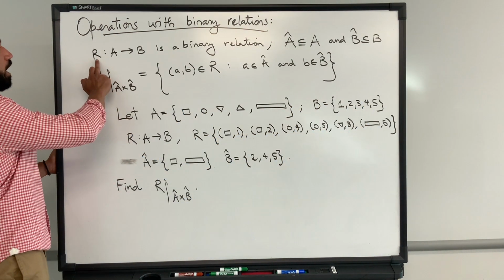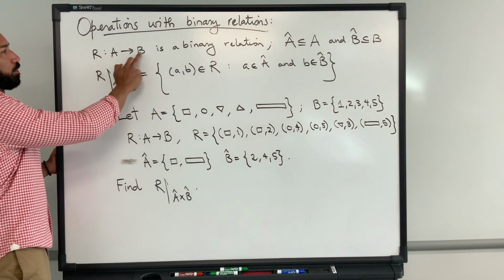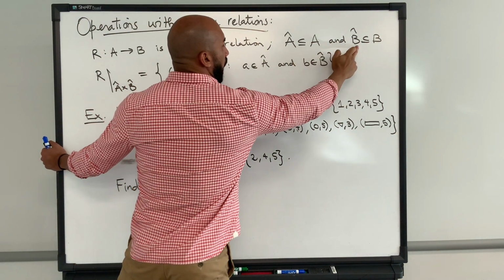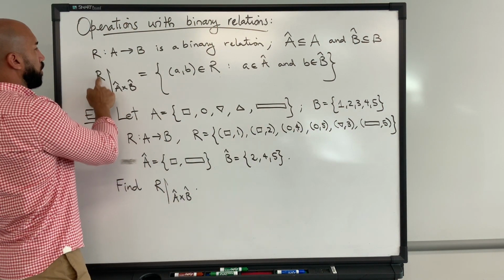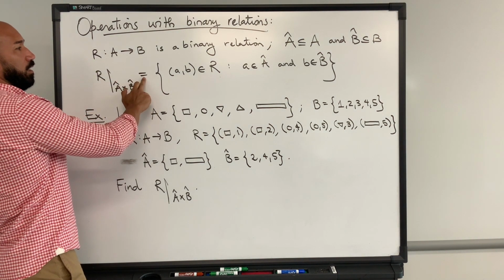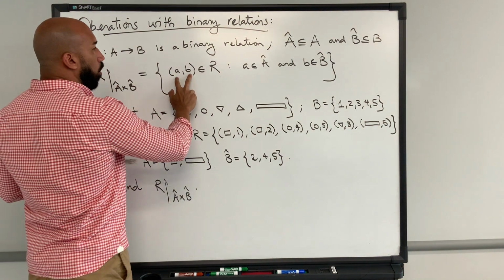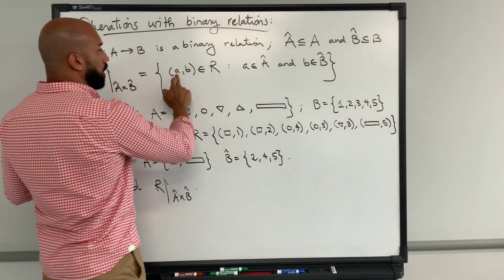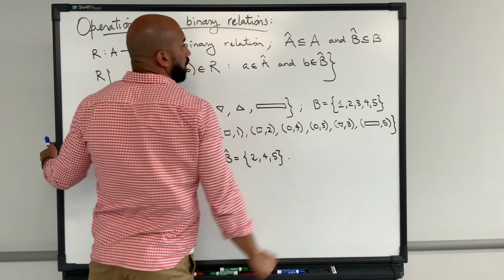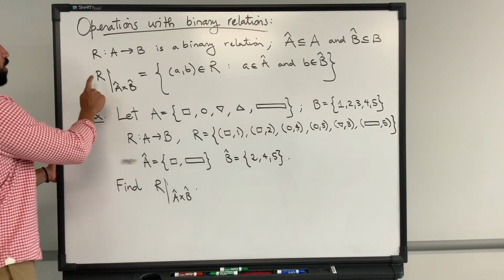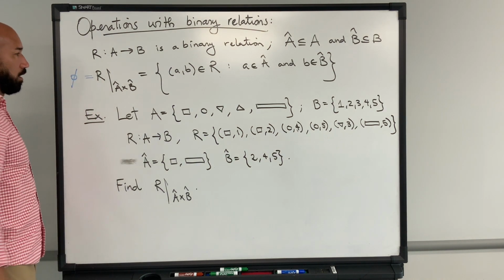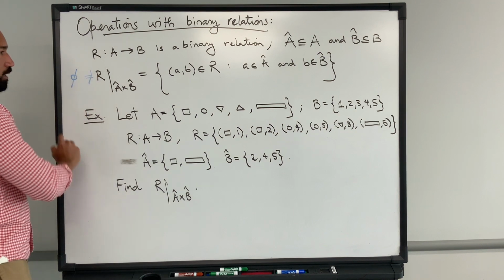Okay, we have the following. If R is a binary relation from A to B, and A hat is a subset of A, B hat is a subset of B, the restriction of this binary relation to A hat Cartesian product B hat is the set whose elements are all pairs in the original binary relation such that the first component is in the subset A hat, and at the same time the second component is in the subset B hat. And this is going to be a binary relation as long as it is different from the empty set.